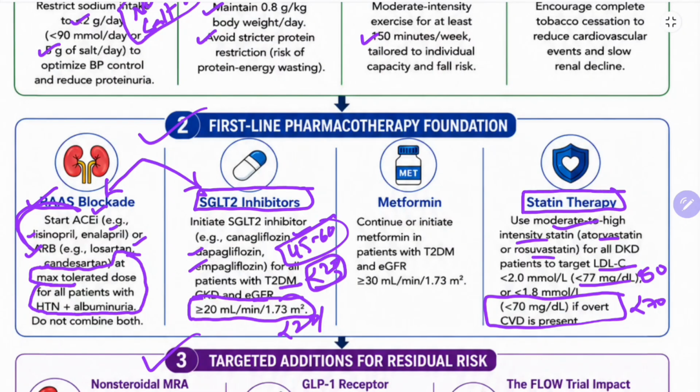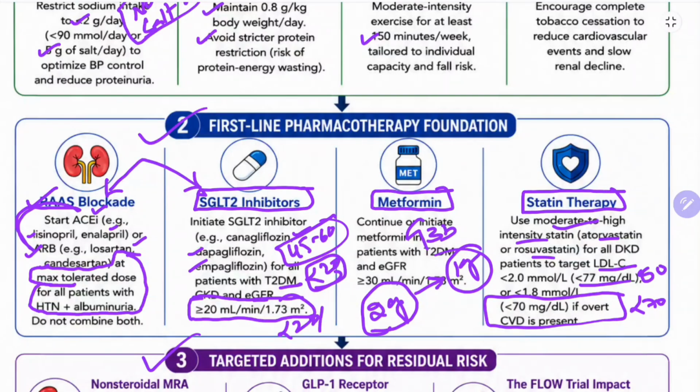Okay, the one thing is metformin. Why metformin? The normal maximum dose of metformin is 2 gram in patients who don't have kidney disease, but this maximum dose will become 1 gram in patients with diabetic kidney disease. And one thing is you can give till the stage of G3B, meaning when the GFR is more than 30 only. If the GFR goes less than 30, then you should stop metformin.